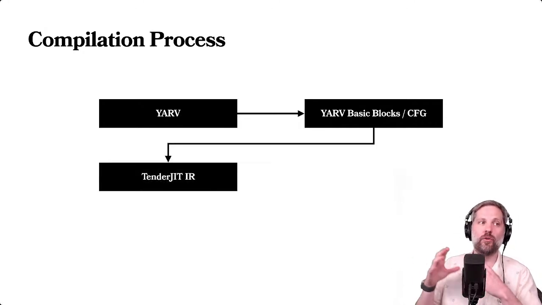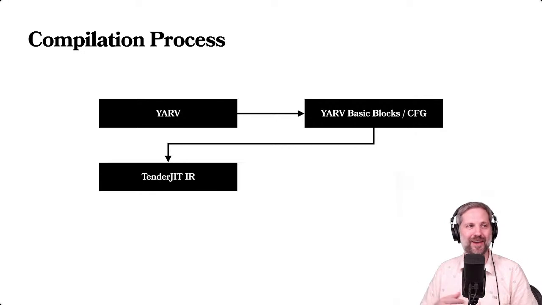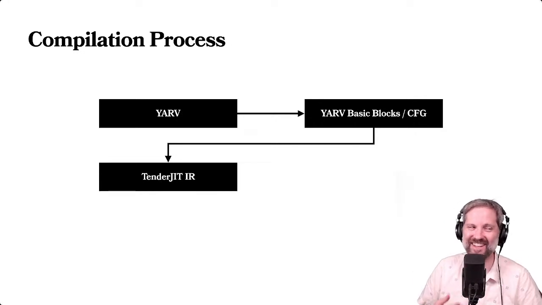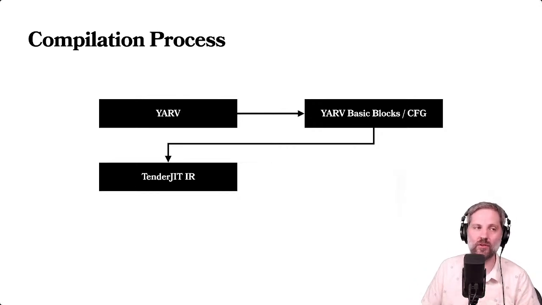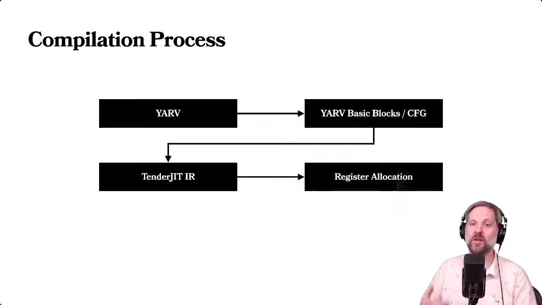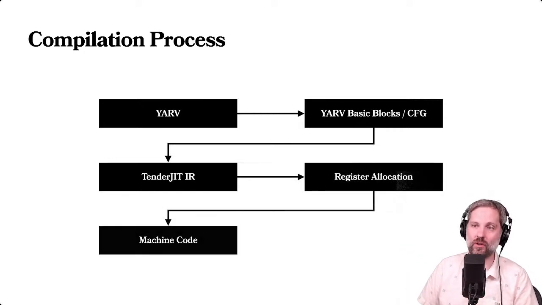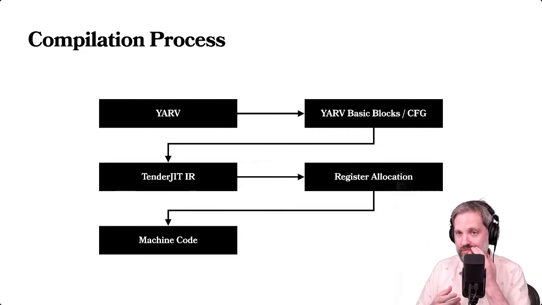Then we take that control flow graph, convert it into TenderJIT IR, which I guess is like TJIR. I don't know. So we convert it into IR, which means intermediate representation. Then we do register allocation on the intermediate representation. Then we convert it into machine code. So there's a lot more passes going on here.